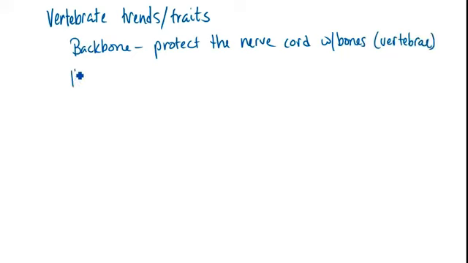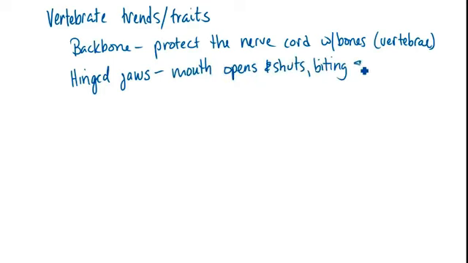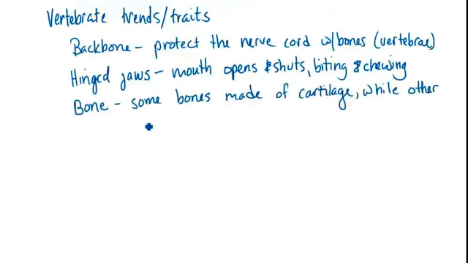So we already discussed briefly hinged jaws. So this means that the mouth can open and close very efficiently. You can have biting and chewing with these hinged jaws that you weren't able to do with just an open mouth. Bone, although backbone implies that all of these animals have bones, some bones are made of cartilage, while other bones are made of a harder substance called bone.